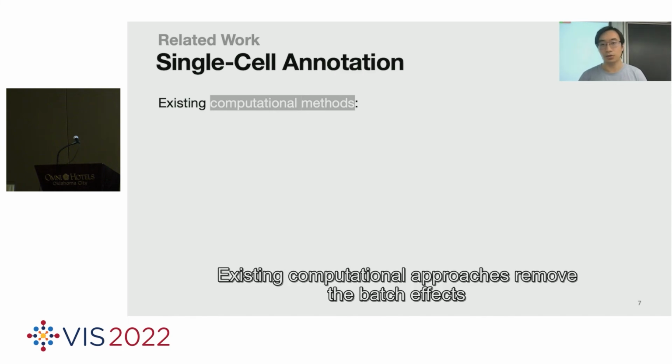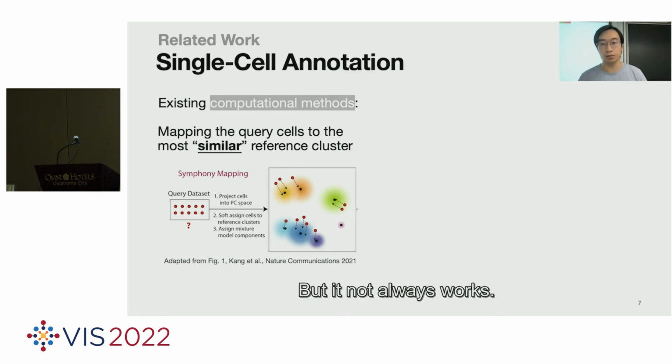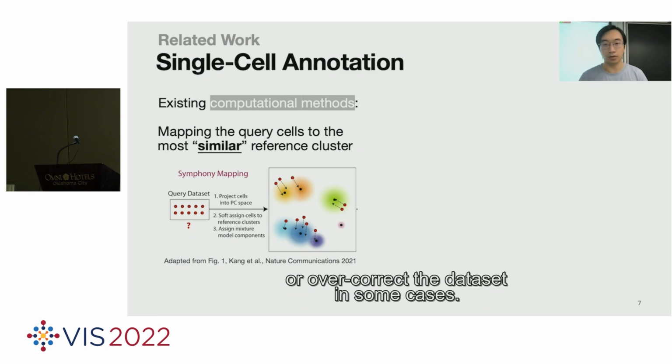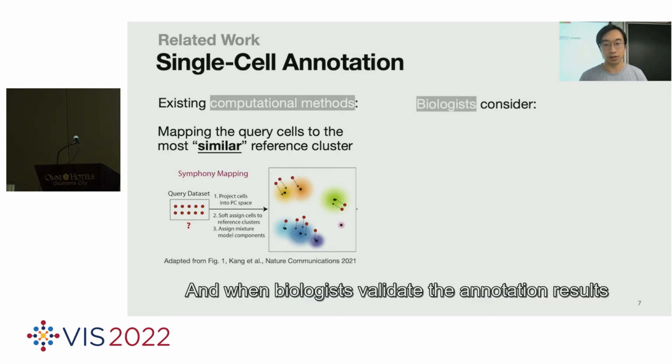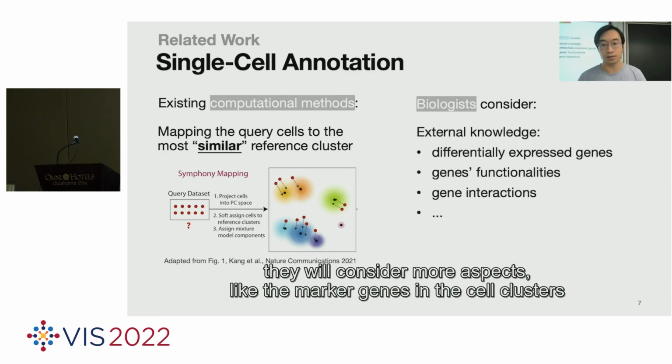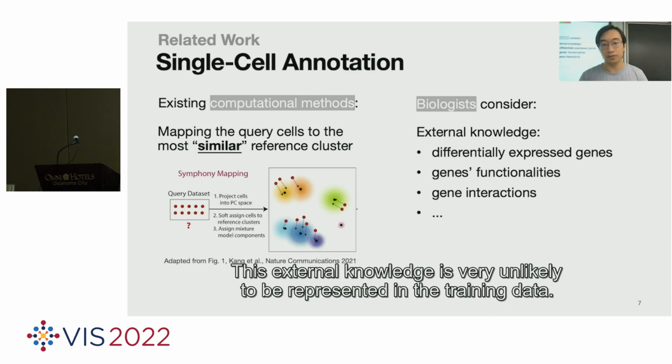Existing computational approaches remove the batch effects by mapping the query cells to the most similar reference clusters, but it does not always work. The model may undercorrect or overcorrect the dataset in some cases. And the annotations made by the biologists are more robust. When biologists validate the annotation results, they will consider more aspects, like the marker genes in the cell clusters and the genes' functionalities, interactions, and pathways. This external knowledge is very unlikely to be represented in the training data.